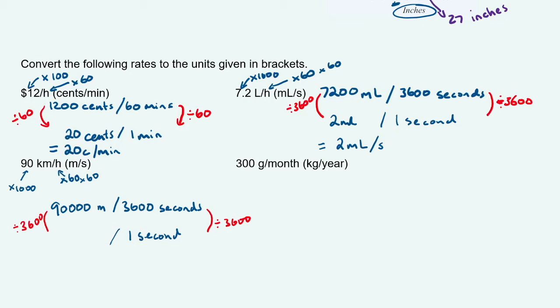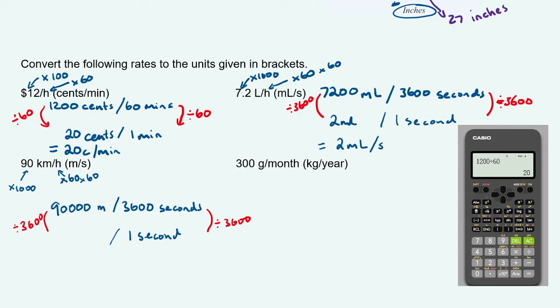But let's just have a look at that in the calculator. So I've still got my other one there. All right, so we go 90,000, and then I want to divide that by 3,600, and we get 25. So that's 25 meters for every 1 second. So we can write it a little bit better than that. 25 meters per second. All right.